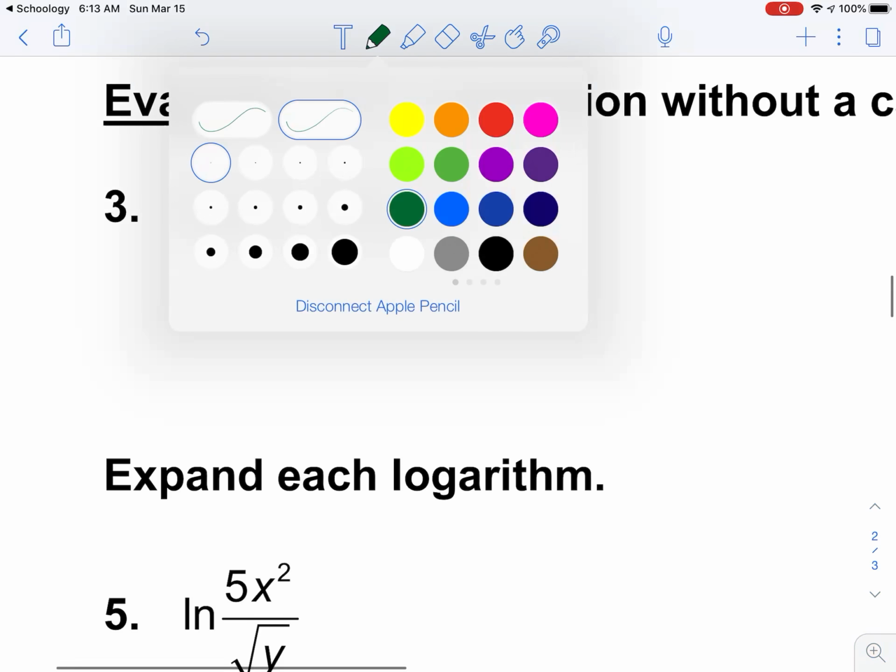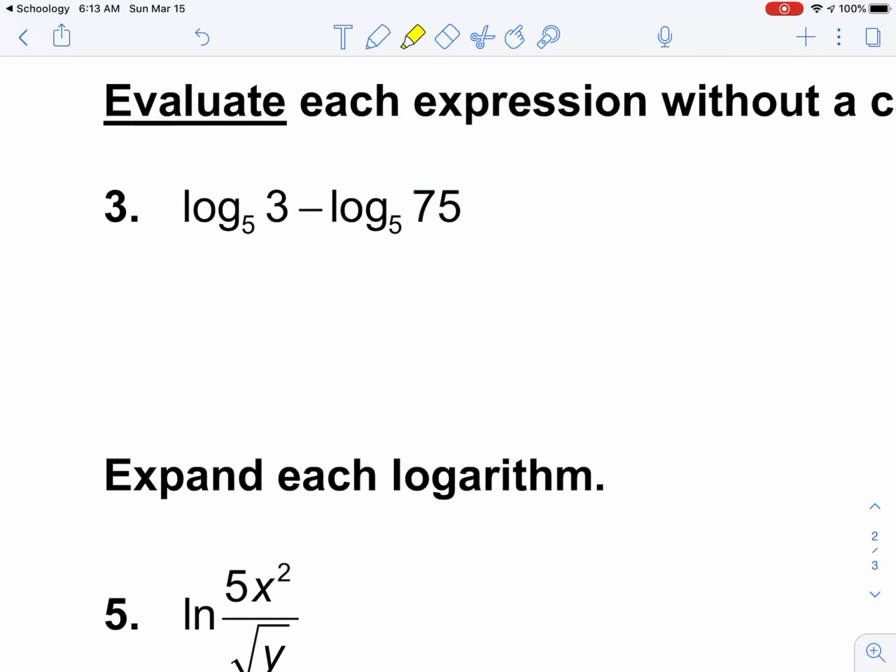So here we go. This first one, you're going to want to make sure you check the sign in between the logs and also make sure that they have the same base. If they don't have the same base, you can't use this property. Now, because they do, and I see the subtraction, we can rewrite this as log base 5, and then we're going to take the quotient of those two numbers.